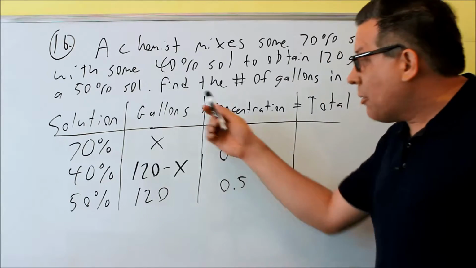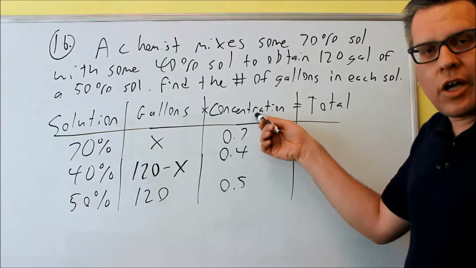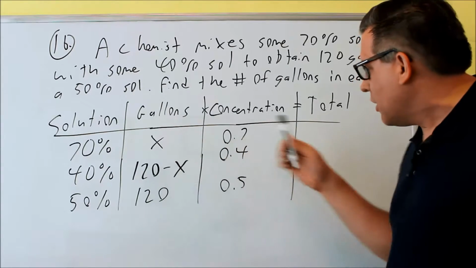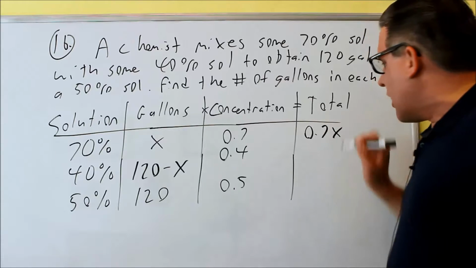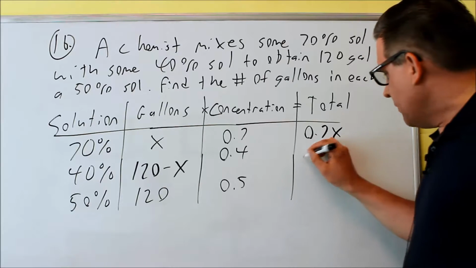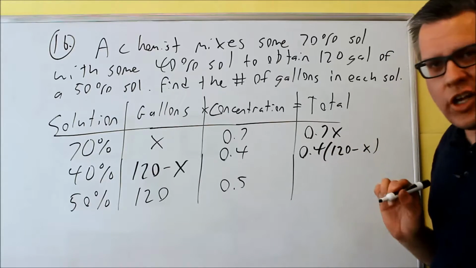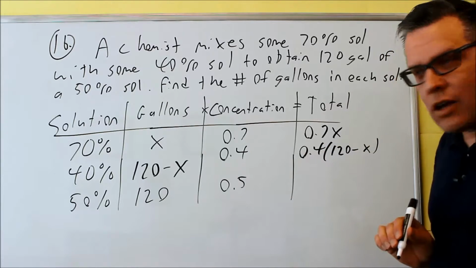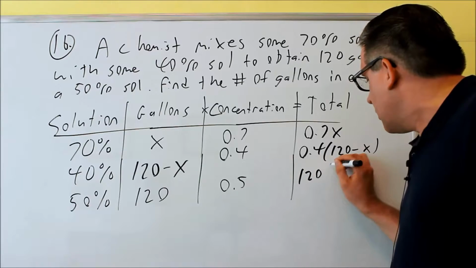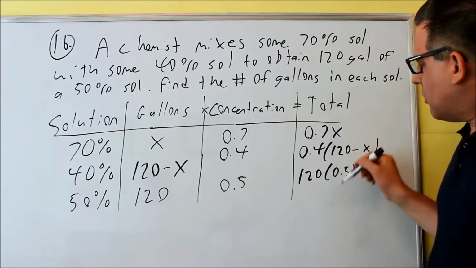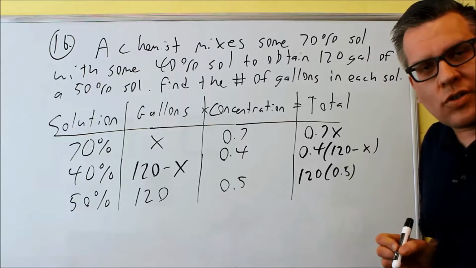Now, I'm going to take the gallons, multiply it by concentration, and that's going to give me the expression for the total. So I'm just going to multiply that together. So 0.7x I'll get for that one. I get 0.4 times 120 minus x, and I'm going to multiply that out later. Just going to go ahead and leave it like that. And then I'm going to do 120 times 0.5. So that's my 3 algebraic expressions that I have.